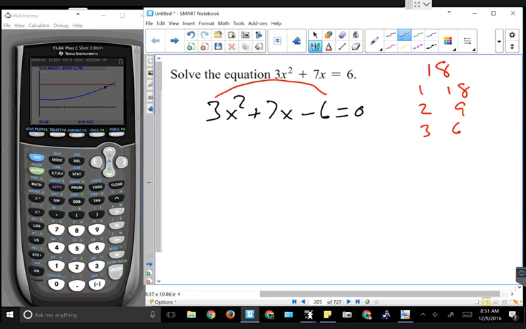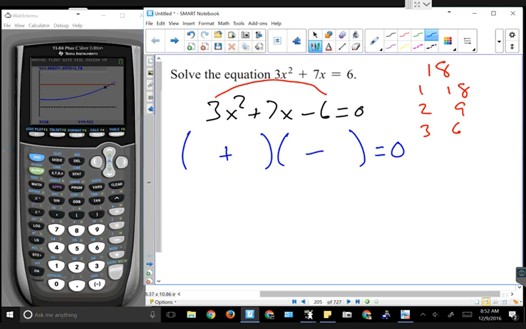Next thing. When I factor this out, what are the signs going to be? Well, if this is negative, one of these has to be positive, one of these has to be negative. This is not correct, according to that chart that I gave you a few days ago.